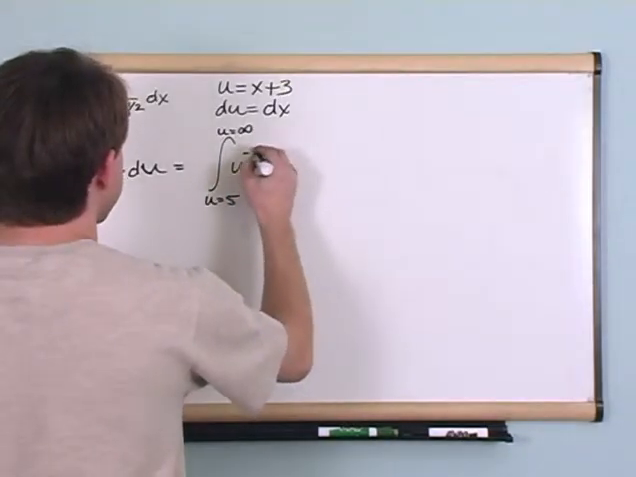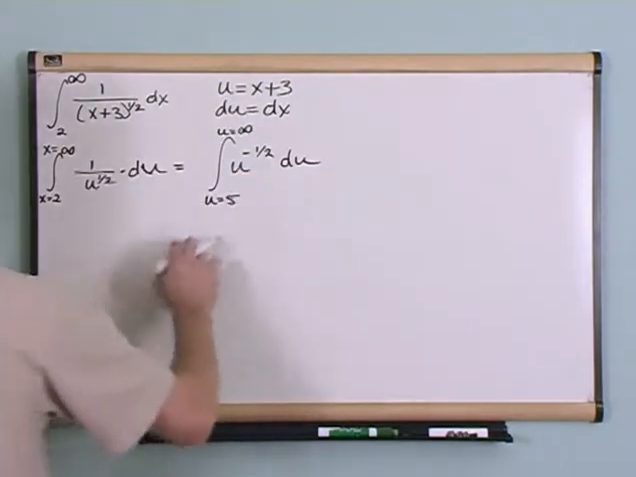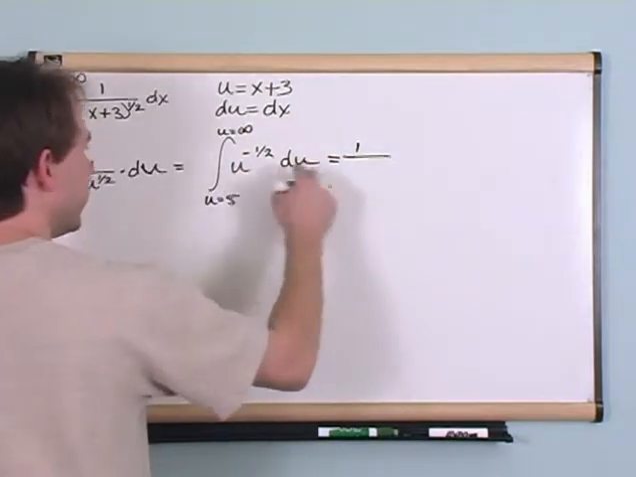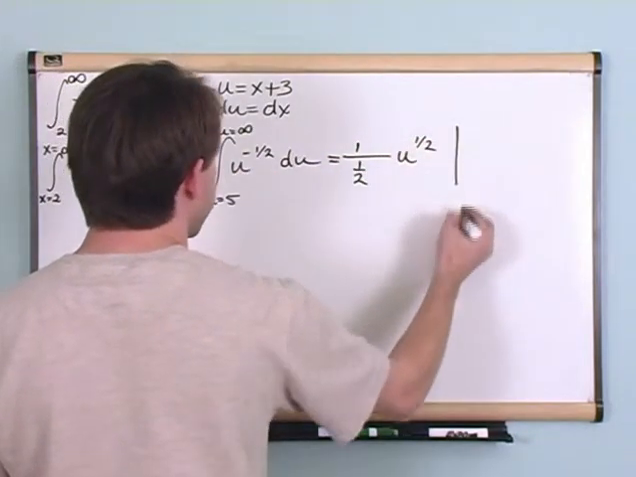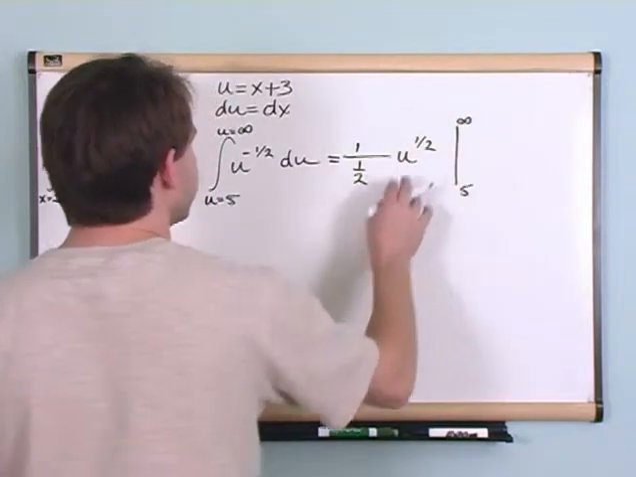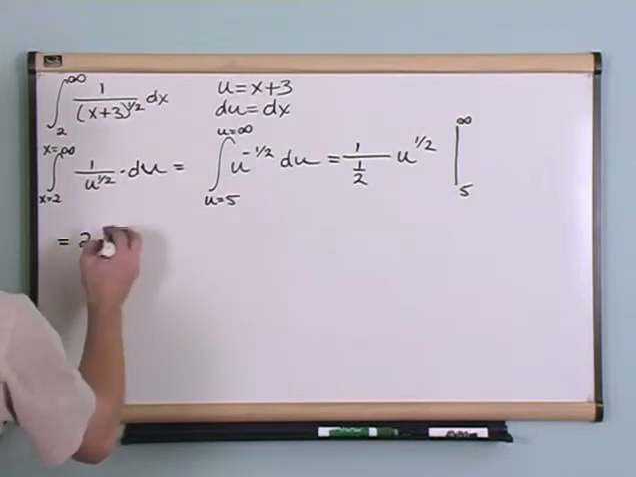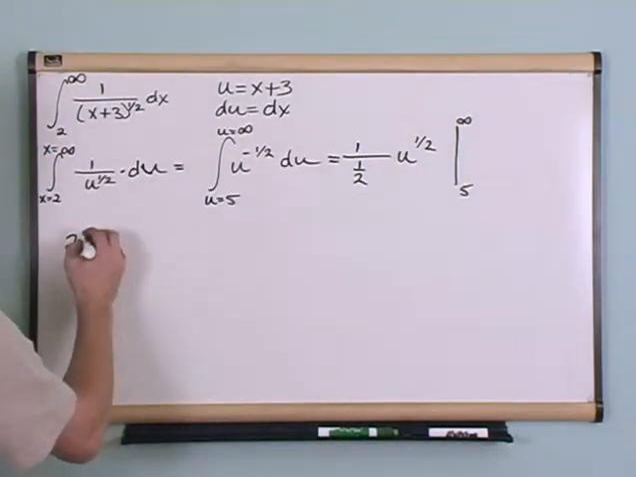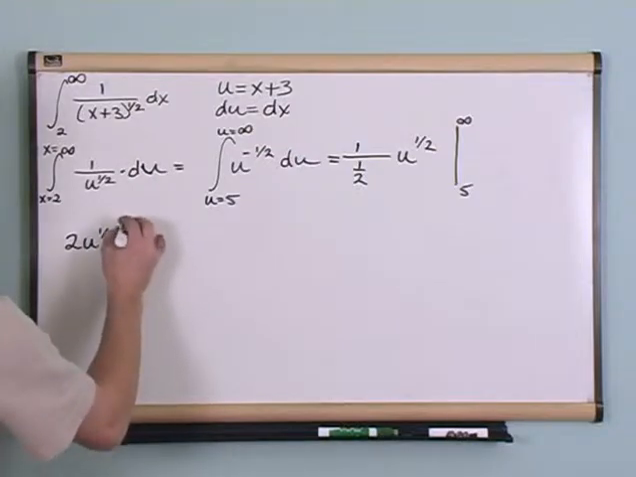And you'll have u to the negative 1/2 du, because you just move this up like this. This is very easy to integrate. It's 1 over 1 plus the exponent, which is negative 1/2, times u to the 1/2, evaluated from 5 to infinity, just the limits that we calculated here. So then this will be 2 times u to the 1/2. Let's write it in a slightly better form: 2 times u to the 1/2, evaluated from 5 to infinity.